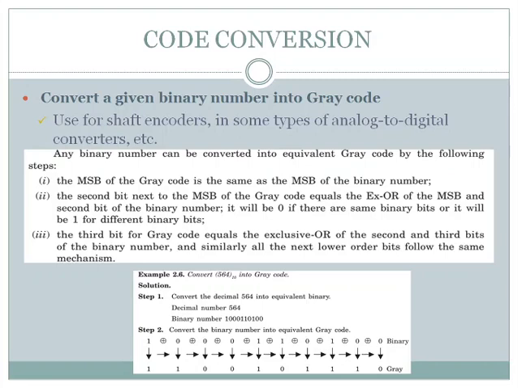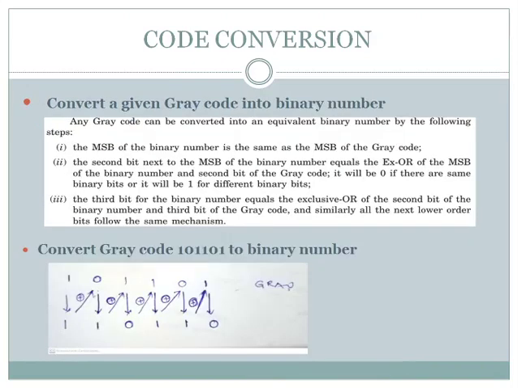And if both the bits are the same, the XOR operation gives 0, and if both the bits are different, the XOR operation gives 1. And this is how we can convert a given binary number into Gray code, and a very important code. So we have to practice how to convert a given binary number into Gray code. Next we'll see the opposite conversion also, that is how to convert a given Gray code into binary.